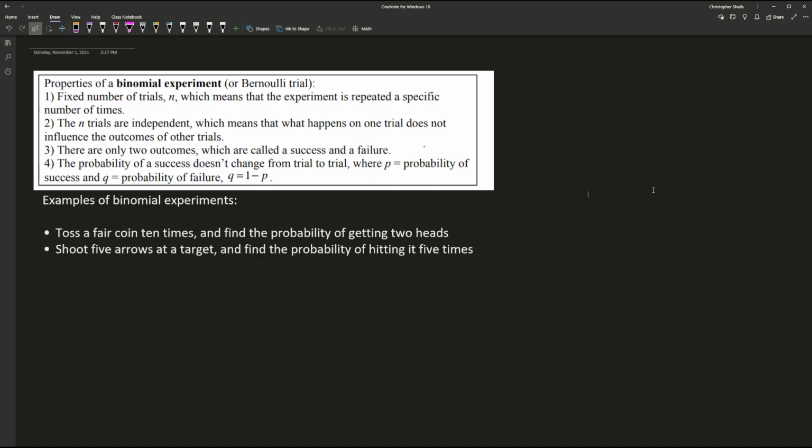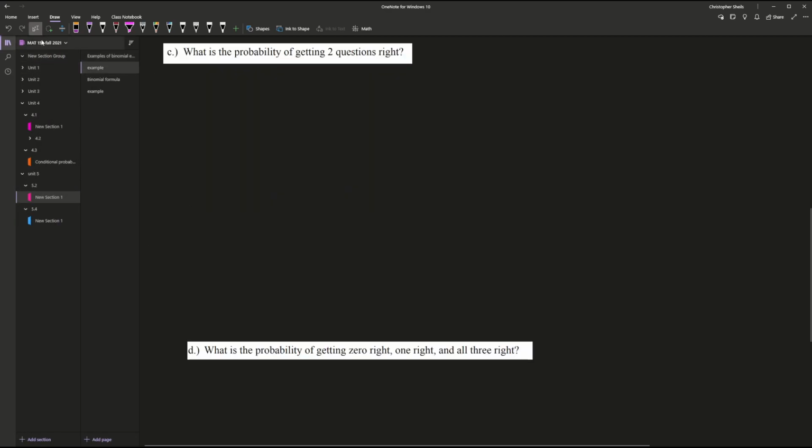If you know that you have a binomial experiment, then you can calculate binomial probabilities. This is important because binomial probabilities come up often in real life. An example would be tossing a fair coin 10 times and finding the probability of getting 2 heads. Or shooting 5 arrows at a target and finding the probability of hitting the target 5 times. Let's look at an example.